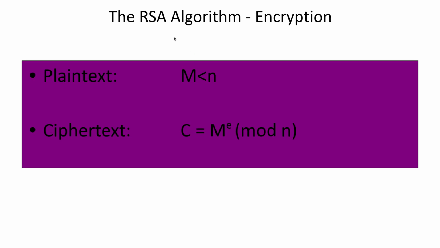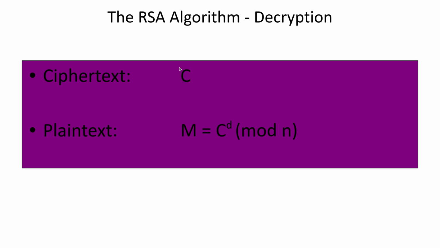Then for the encryption, if we have a plain text, the requirement is that the message must be less than N. The value of the message must be less than N if we are talking about numerical values. The ciphertext will be equal to M raised to E mod N, and then for decryption we have C as the input, and the message M will be C raised to D mod N.